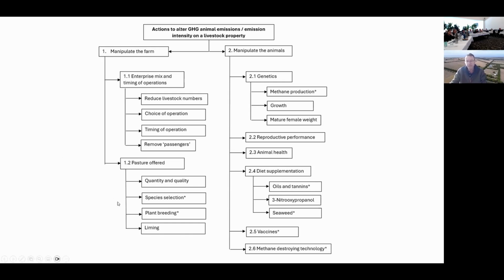The other thing I've done in this is put some asterisks around some of the emission lowering technologies that I feel like are still in development and haven't got to the stage where we've got some reasonable understanding of the quantum of what the benefits might be as part of that. So they're underway, but they're not quite there yet.